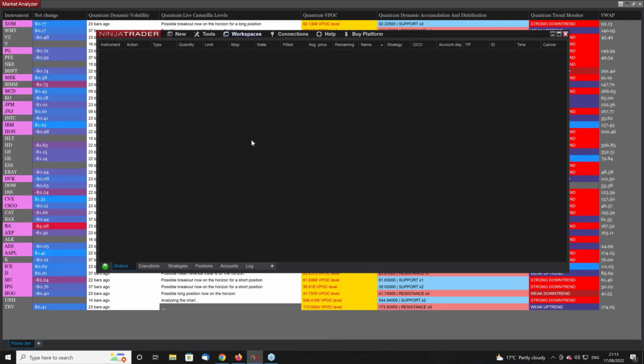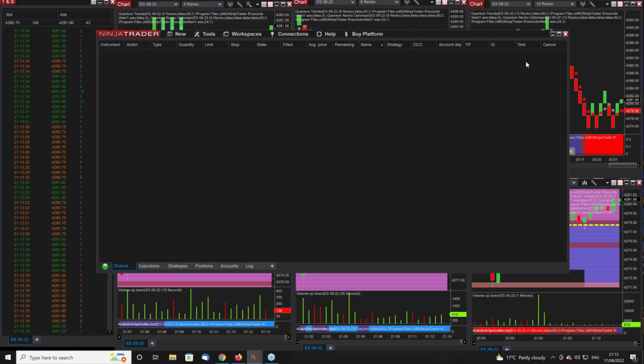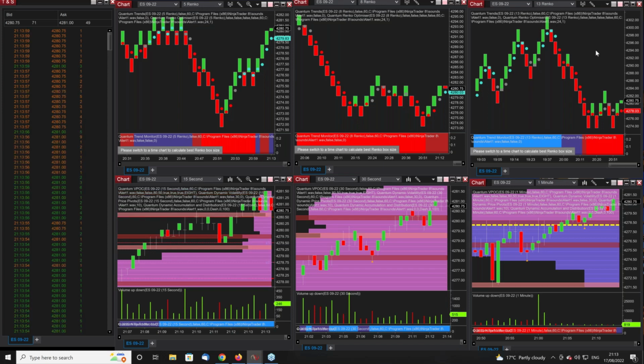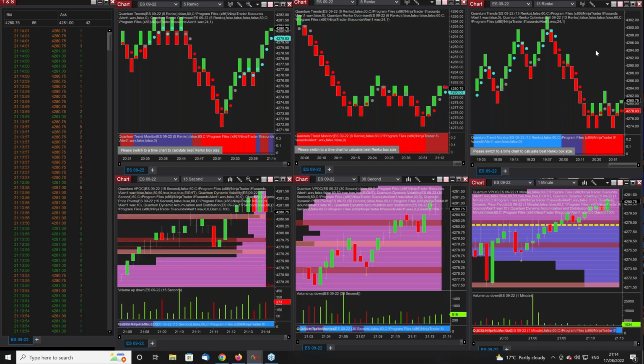There we go. That's the one I wanted. Let's get that out of the way. This is another workspace I use a lot. I'm sure many of you are familiar with Renko. The Renko optimizer on NinjaTrader works in a very, very different way. And this is an immensely powerful workspace, because what you're looking at on the top line is 3 Renko charts, and Renko is a non-time-based indicator.